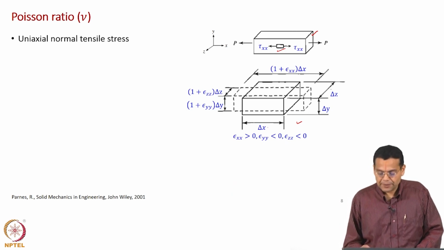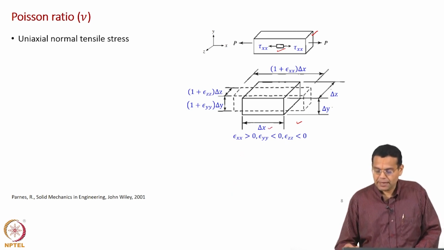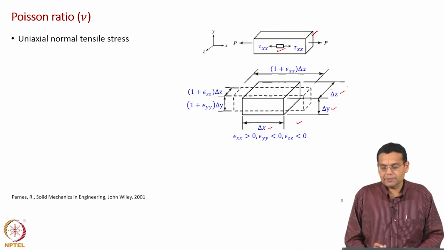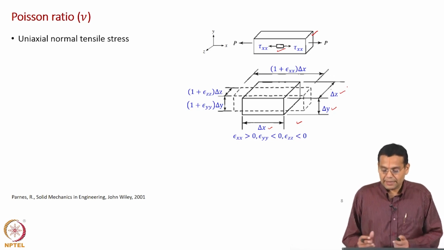The length of the element is delta x, the height is delta y, and the width is delta z. Those are the dimensions in the initial state. Now, this is subject to normal tensile stress, and then it undergoes deformation. In the final state, the dimensions have changed.